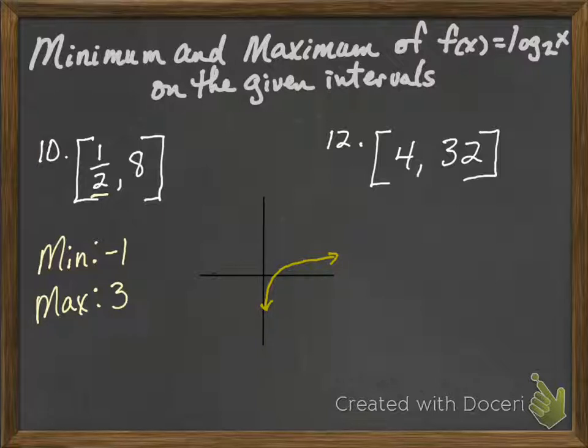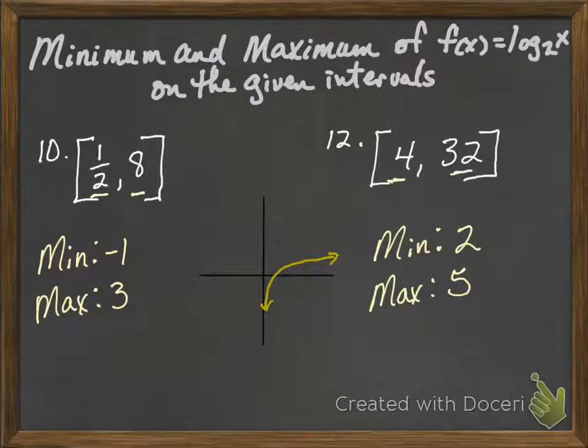Then I'm going to do the same thing on number 12. Number 12 has an interval of 4 to 32. Okay, so my minimum at 4 is 2. And my maximum at 32 is 5. Alrighty, so just look and find your x's, and then your maximums and your minimums are your y's.